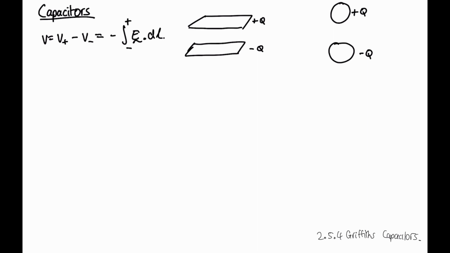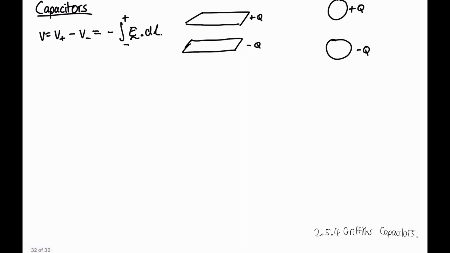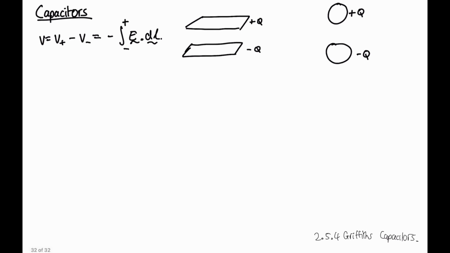So in this case, to get the voltage between these two plates, we're going to take our path from this negative plate to the upper plate. So that's my limits on my integral here. This is the place at the bottom plate. This is the place at the top plate. And that gives me my voltage difference between these two plates.